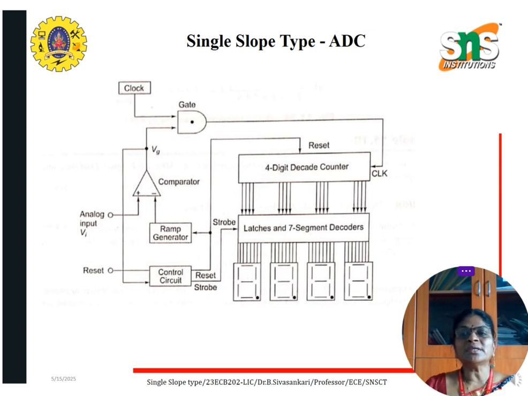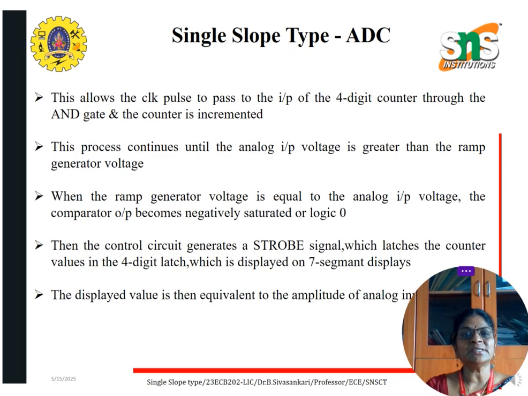That is, if Vi is greater than Vg, then the limit is 1 volt. If it exceeds, the counter stops and the ramp generator parallelly resets the latches also. The data here is decoded and the analog data is converted into digital data, and the same output is displayed in digital form using the 7-segment display. This is all about the function of the single slope type ADC.